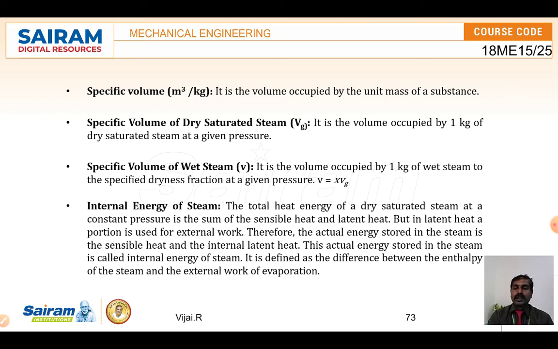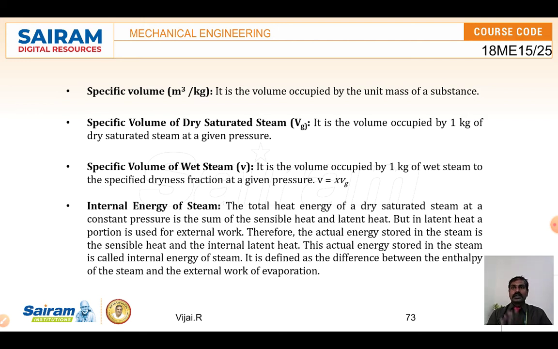Like that, I will take 1 kg of wet steam. We can take 1 kg of water, 1 kg of dry steam, 1 kg of wet steam, and put it in containers. How much volume does it occupy? The specific volume of wet steam is the volume occupied by 1 kg of wet steam at a given pressure. But it depends on the dryness fraction.